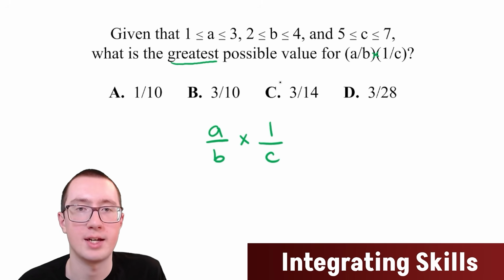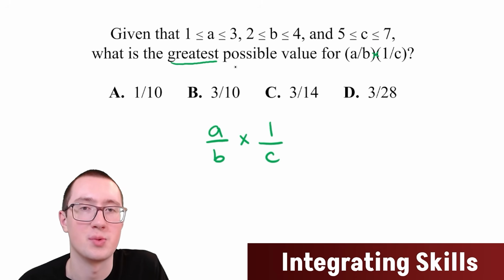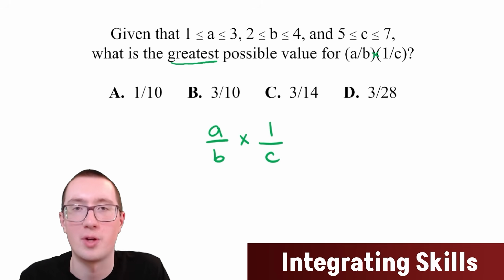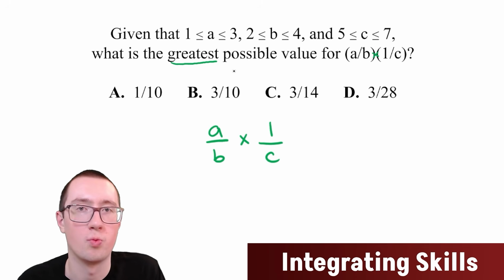So what do we do? Just test every single combination of numbers and then see which one's the greatest? Well, first of all, that would take a really long time. Second of all, you can't even do that because there are infinite numbers between 1 and 3. There's 2.7, there's 2.8, right? So what do we do then?